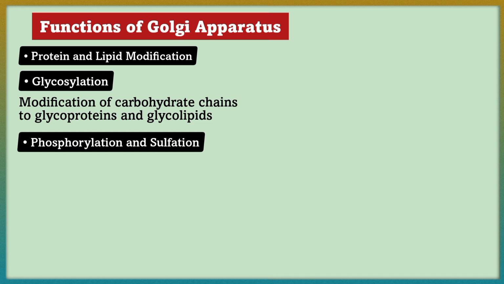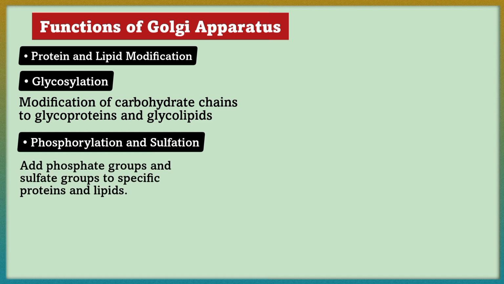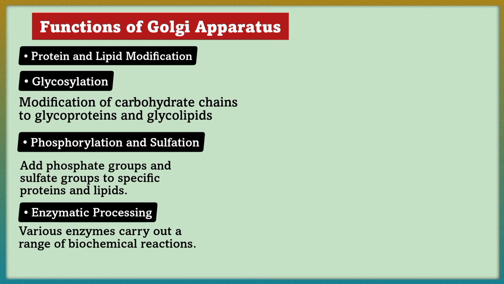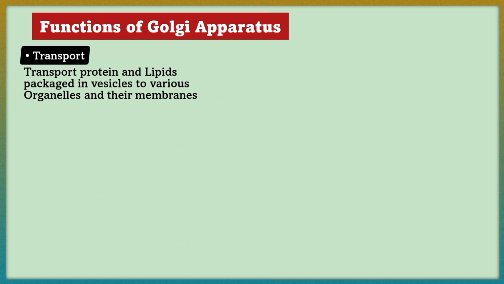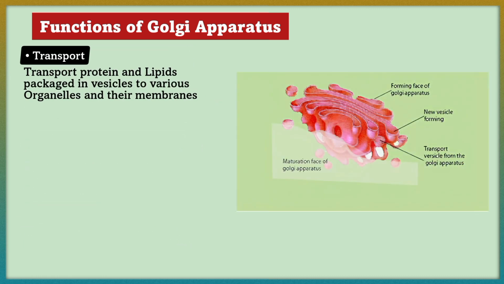Phosphorylation and sulfation. Addition of phosphate groups and sulfate groups to specific proteins and lipids are known as phosphorylation and sulfation respectively. Enzymatic processing. Various enzymes within the different Golgi compartments carry out a range of biochemical reactions that further process the incoming cargo. Transport. Golgi apparatus transports sorted and packaged vesicles.